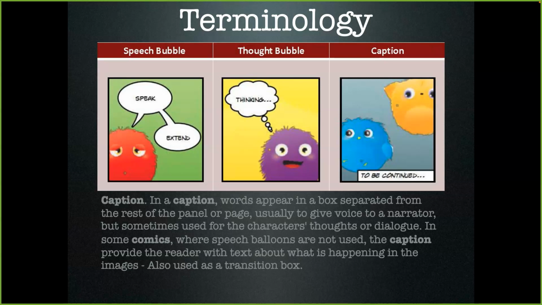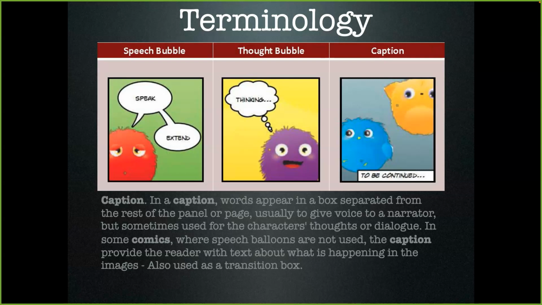So in a caption, words appear in a box separated from the rest of the panel or page, usually to give voice to a narrator, but it's sometimes used for characters' thoughts and even dialogue. In some comics where speech balloons are not used, a caption can provide the reader with text about what is happening in the image. Think of it like in Star Wars in the very beginning, how we have the text that goes off in space into a kind of perspective. It's basically setting you up for what this part of the story is about, because obviously there are many, many episodes in Star Wars.